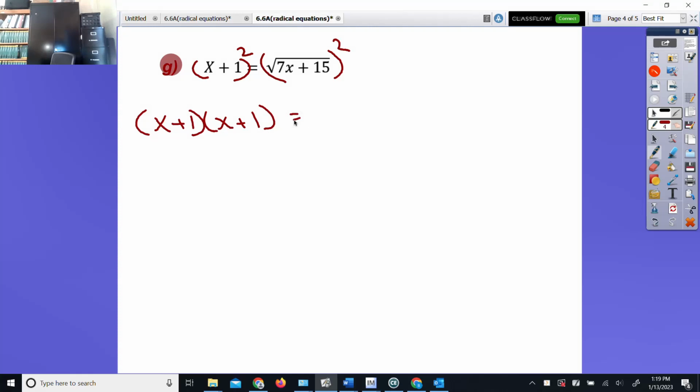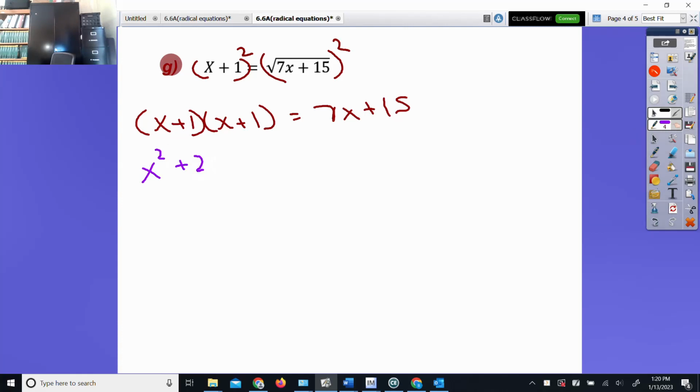I wrote it twice. I'm gonna go ahead and do the right-hand side. That's easy. What's the right-hand side? 7x plus 15. I'm sure some of you guys by now have foiled the left. What'd you get?